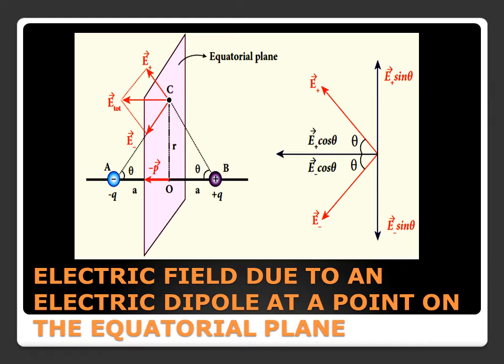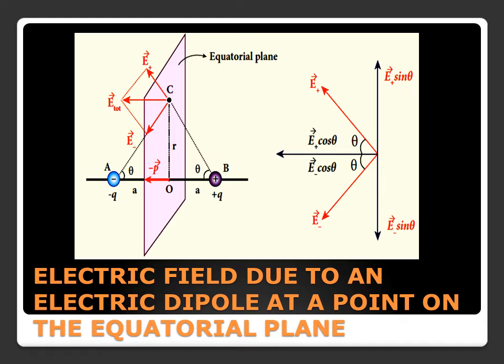The next one is electric field due to an electric dipole at a point on the equatorial line. First we'll analyze the diagram. So here they're taking the dipole AB, which has minus q and plus q charges separated by a distance of 2a. The midpoint is O, and the point of consideration is lying along the equatorial plane at a distance of r from the midpoint O. Okay. And the angle subtended between OBC and OAC is equal to theta.